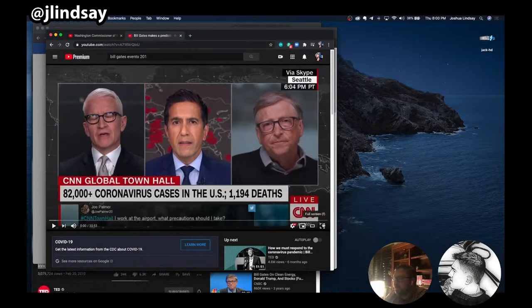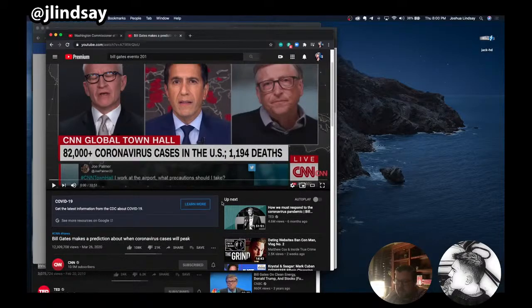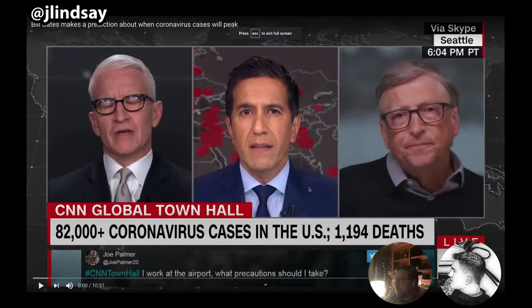So here's Bill Gates during the epidemic of March 26, 2020, talking about coronavirus.